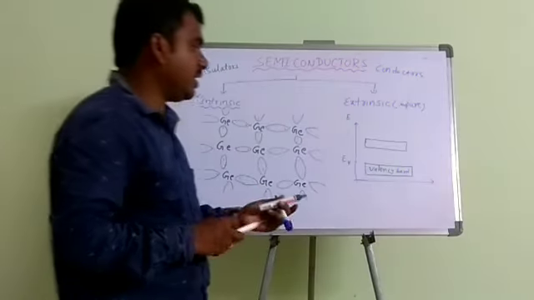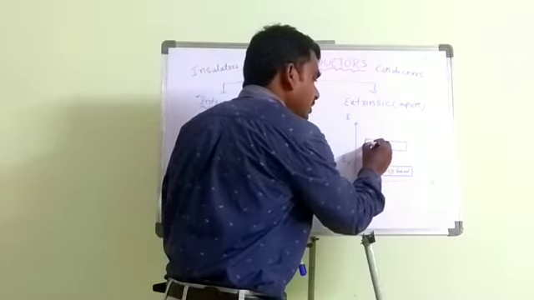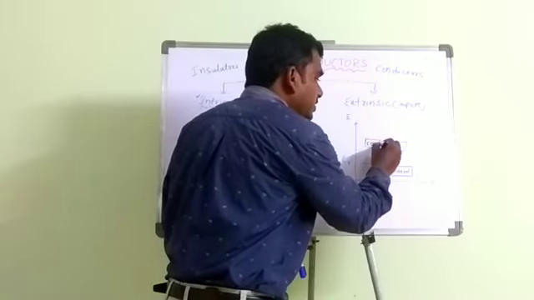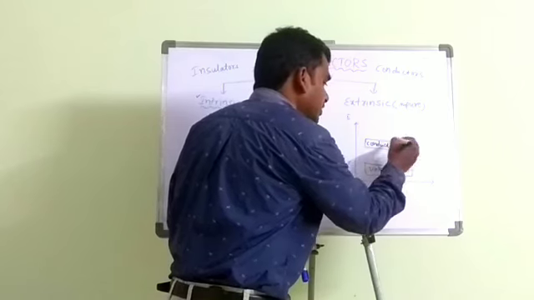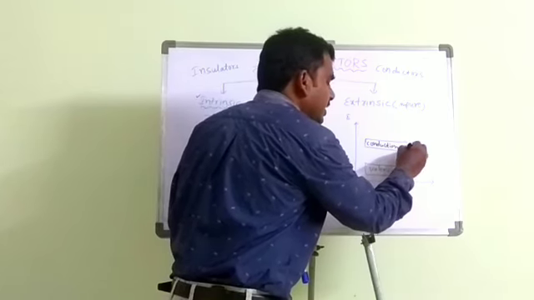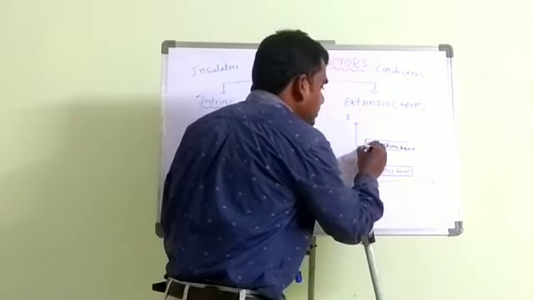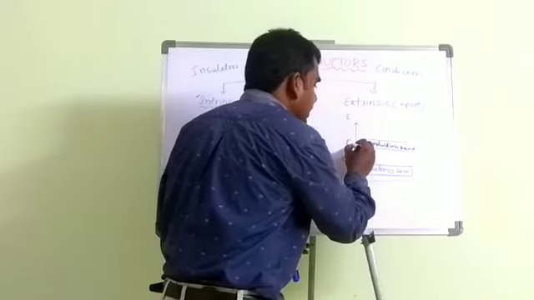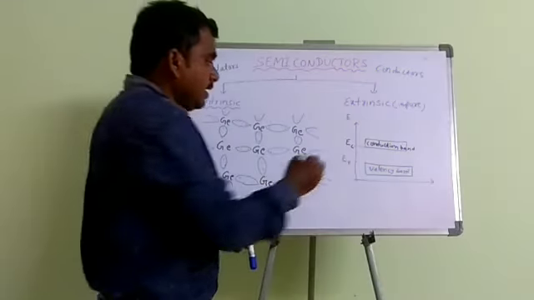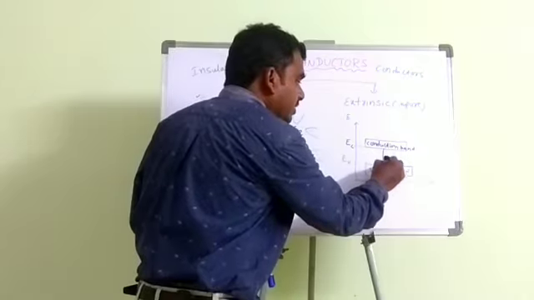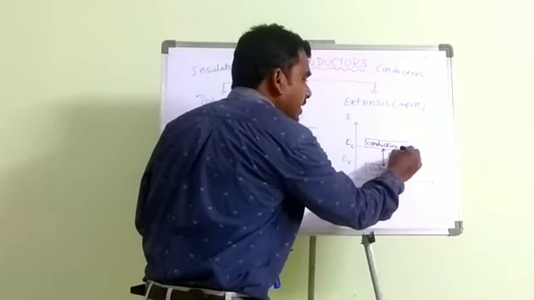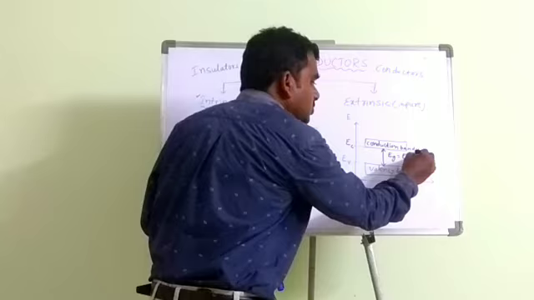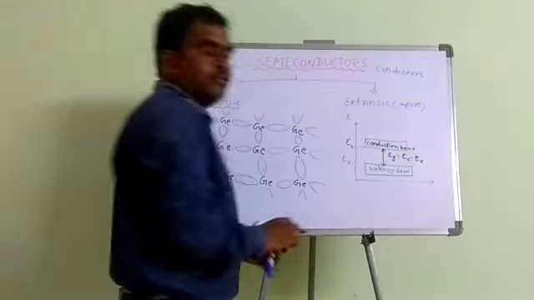That level we are calling the conduction level, and these all form a band. That's why it is called the conduction band. The energy corresponding to that is the conduction energy. In between them, whatever the gap is, we call that the energy band gap: Eg equals EC minus EV.